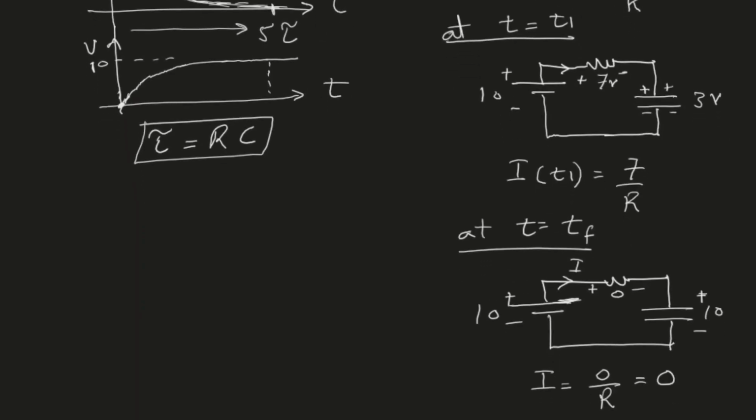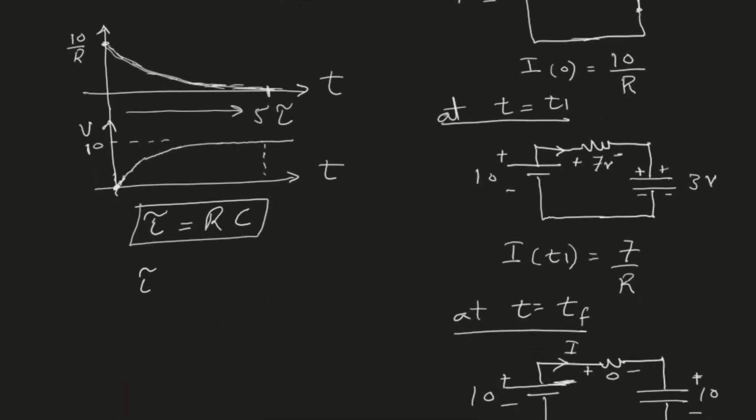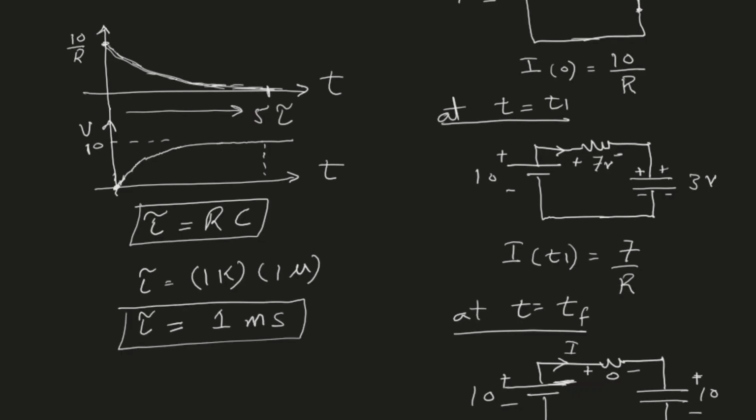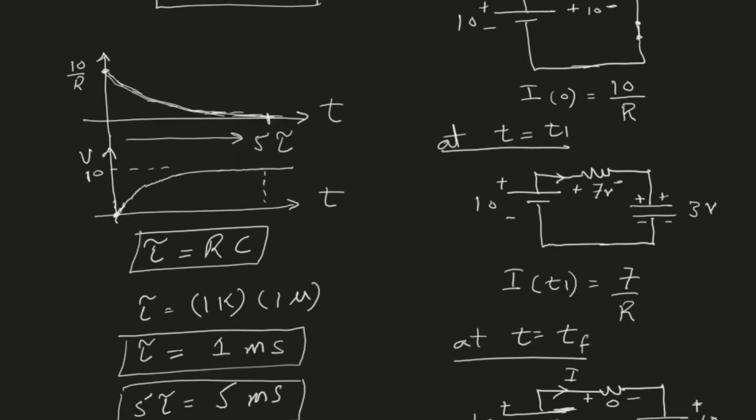To give you an example, if in this circuit my resistor was, let's say, 1 kilo ohm and the capacitor was, let's say, 1 microfarad, then my time constant tau would be 1 kilo times 1 micro. So that would be 1 millisecond. So the time constant will be 1 millisecond, and 5 time constants would be 5 milliseconds. So within 5 milliseconds, the capacitor will be completely charged and the transient will be over.